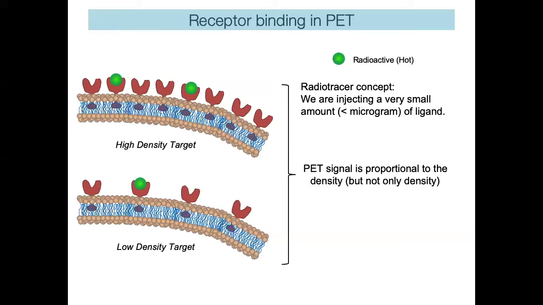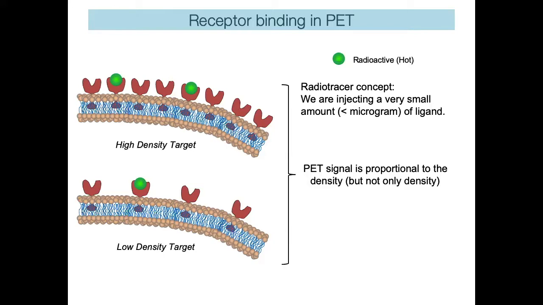And so in general, what that allows us to do is, if you have a high density target, so you have many receptors within a given region, you would expect your radiotracer to bind proportionally to larger amounts because there are more receptors. Whereas if you have a low density target, you will get a lower signal because you have fewer concentrations of receptors in that target. And that's how you can distinguish concentrations.